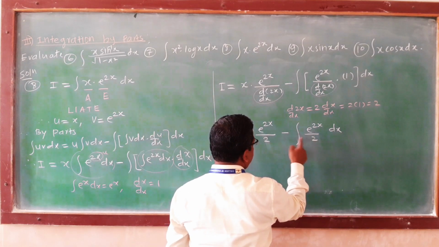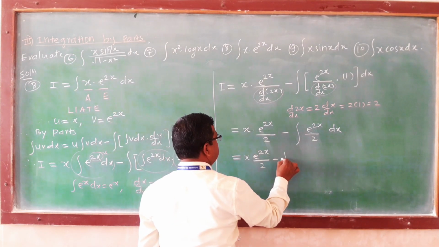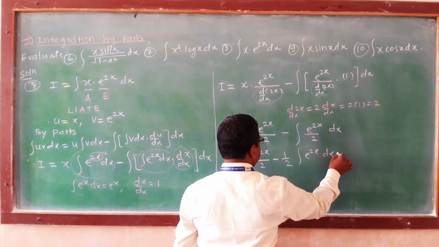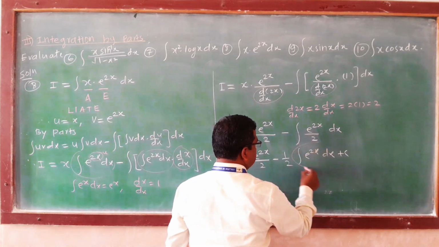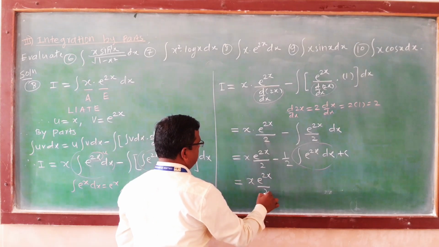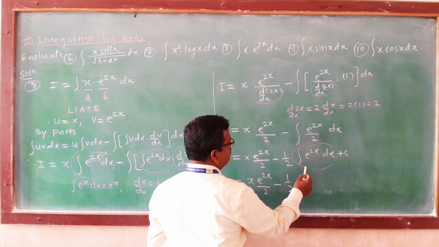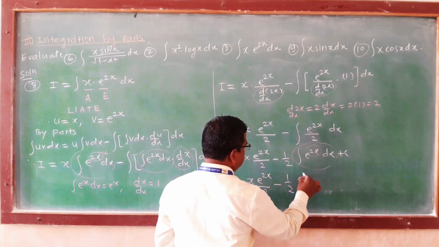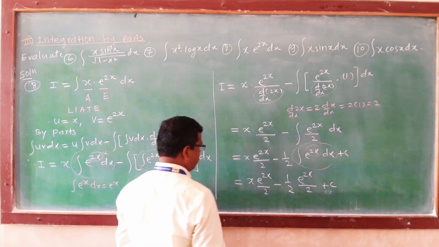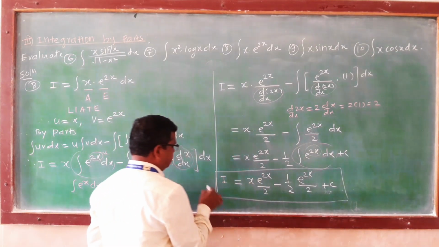Now take this 2 outside, so this will be x e raised to 2x upon 2 minus half integration of e raised to 2x dx plus c. Again here, integration of e raised to 2x: this is x e raised to 2x upon 2 minus half, and let 2x be u, so integration of e raised to u divided by the derivative of 2x, that is 2, plus c. This is the value of I. So this is the required integration.